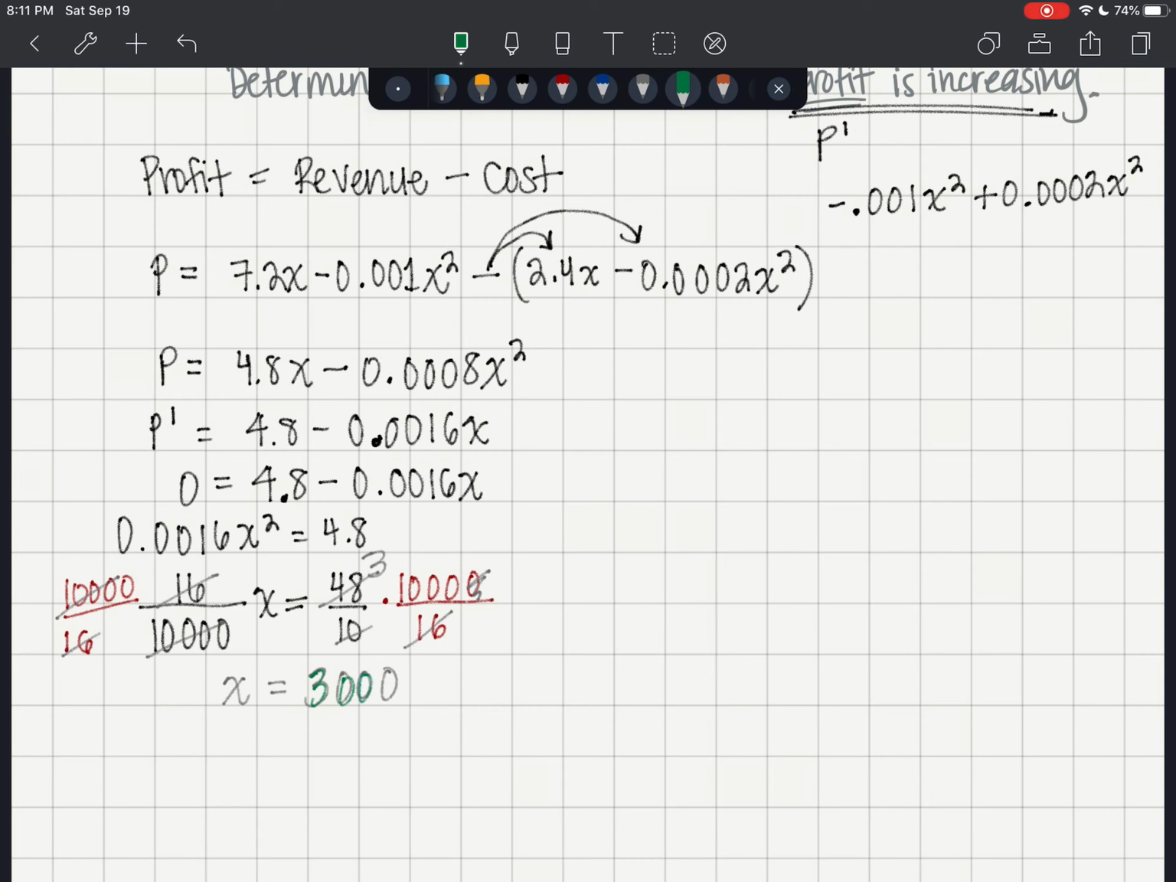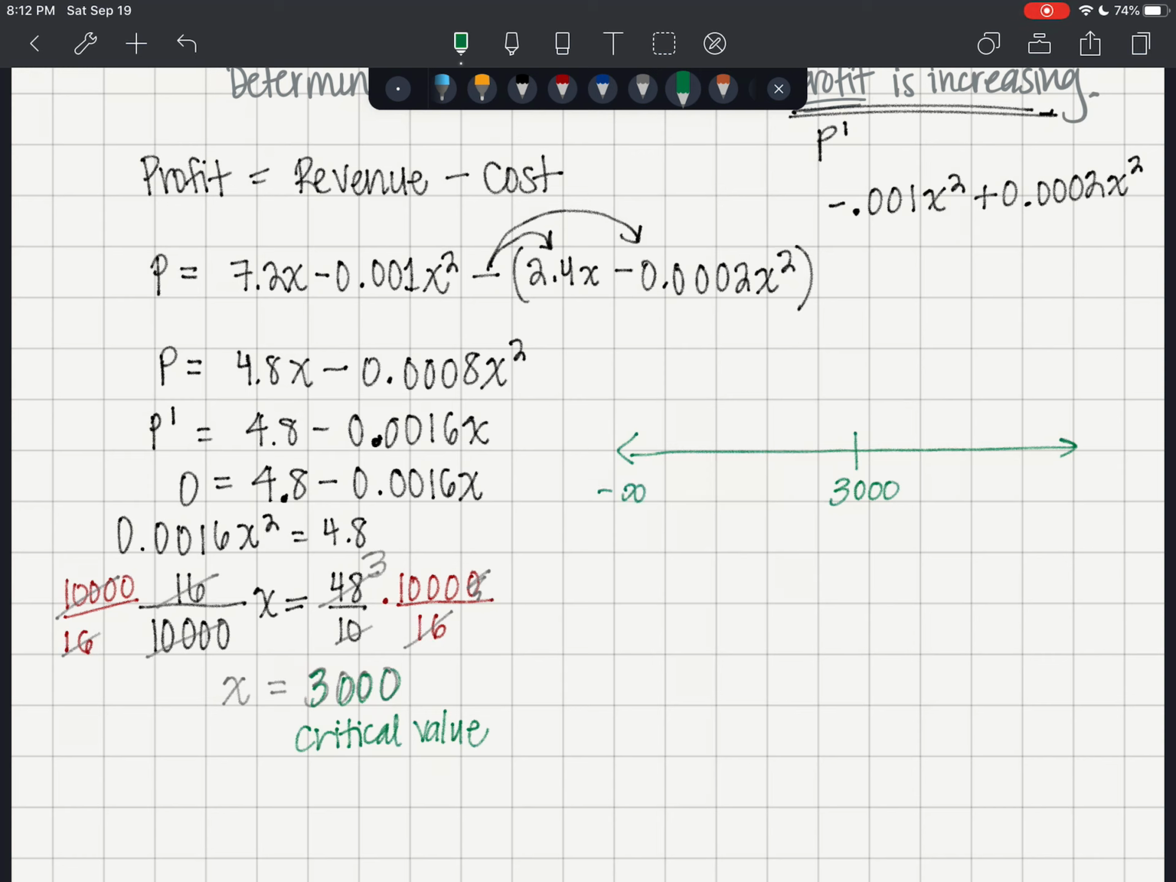What did we just do? We found a critical number, or critical value. Why is this a critical value? Because this is setting the first derivative equal to 0. So we set the first derivative equal to 0, and we get our critical value of 3,000, or critical number.